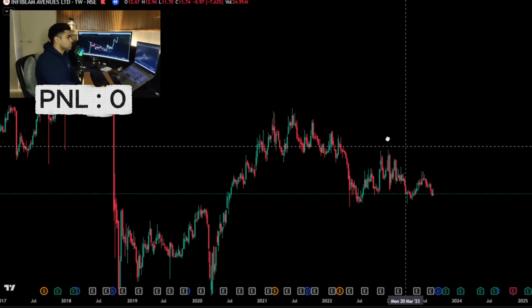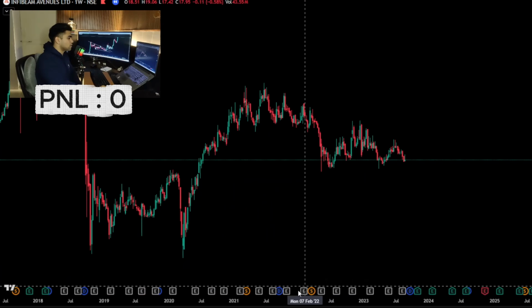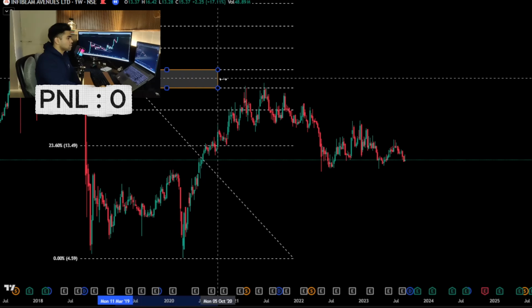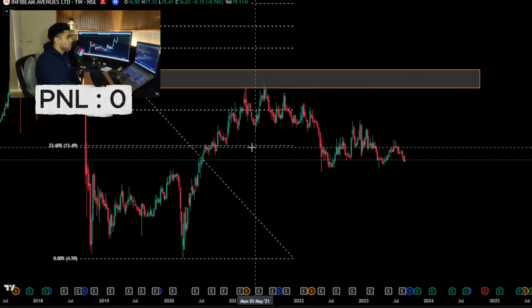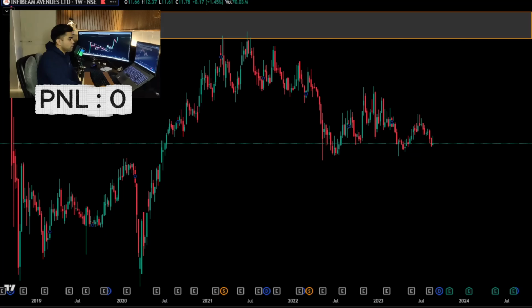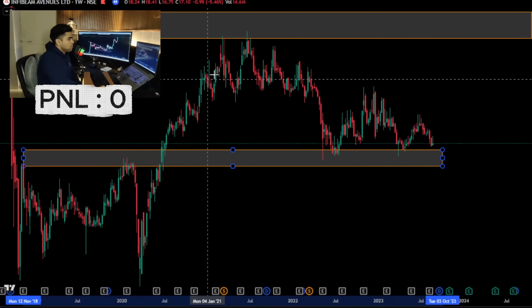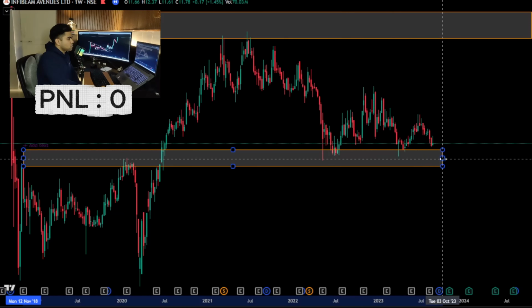Brutal fall. So what I will do is I will create a Fibonacci retracement first of all. Still, the 50 to 60% mark is a strong resistance zone if at all it starts moving up. This particular area, it's getting a strong resistance and then a breakout and then a support at this zone.